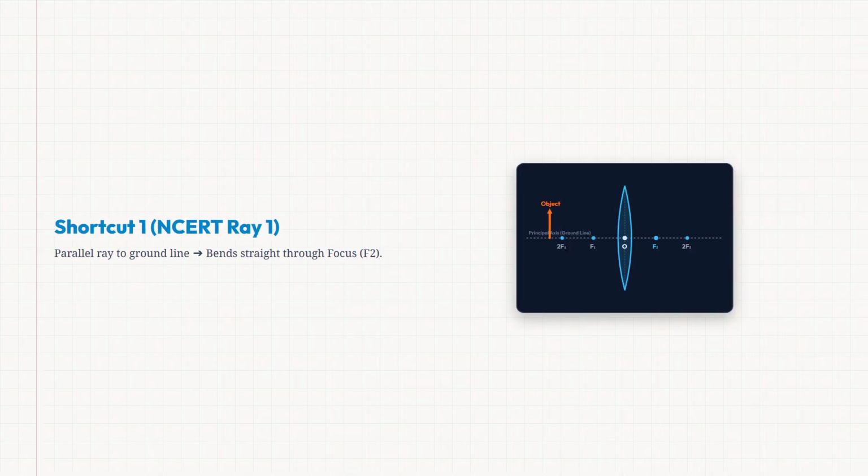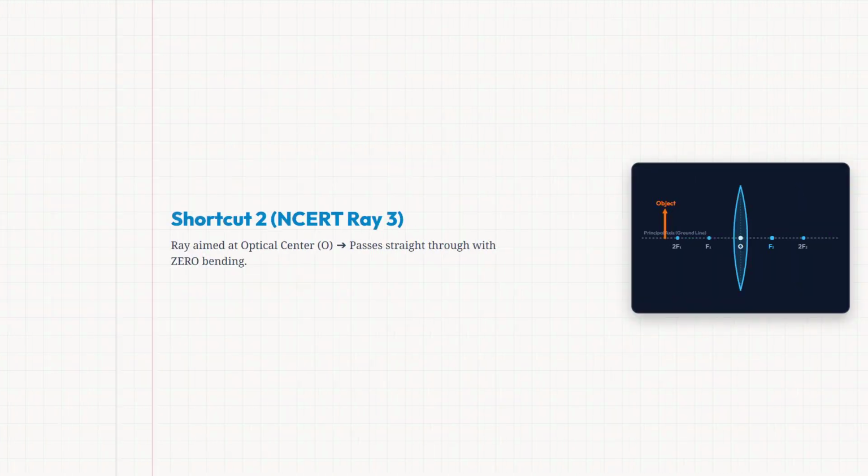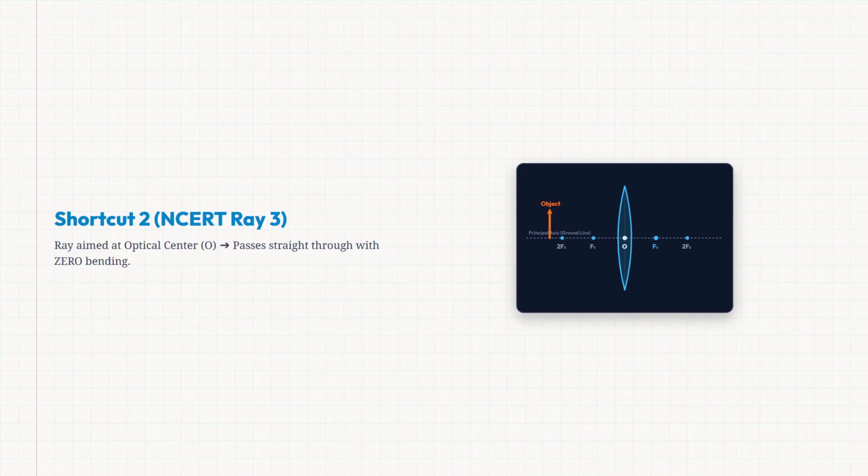Shortcut 1, any ray traveling parallel to the ground line must bend and pass right through focus F2. Think of the focus as a magnet pulling parallel rays inward. Shortcut 2, any ray aimed straight at the optical center O passes straight through without bending at all. Because at the exact center, the glass faces are flat, so the ray shoots through cleanly like a dart.